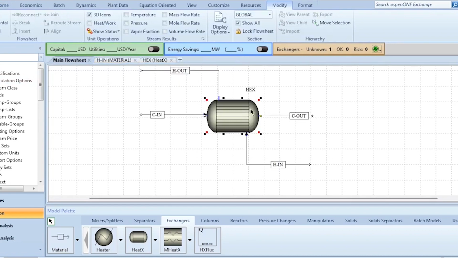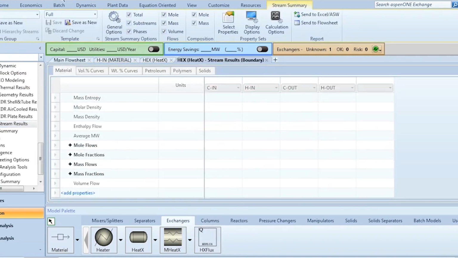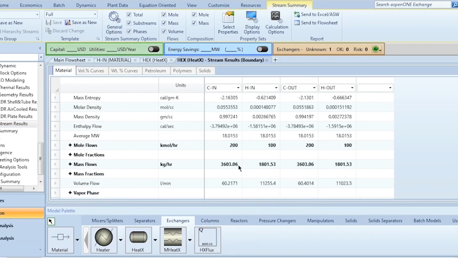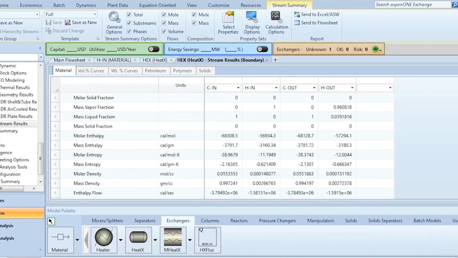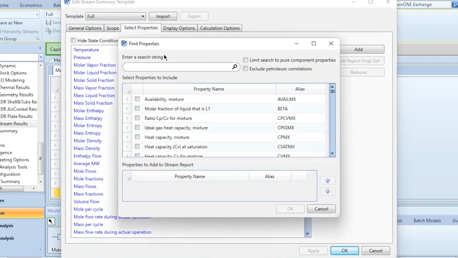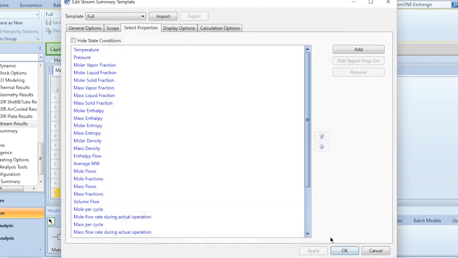Then you need to go back to the stream results, but again you need to reset it and run it so that you get all the conditions available at the reference conditions as well. Now you can see there is no Exergy coming over here. So what you need to do, go to add properties, click on Exergy, and obviously you need Exergy flow rate, because if you select either of these, it will give an answer in some other unit, but obviously you want the answer in kilowatt. Click OK.